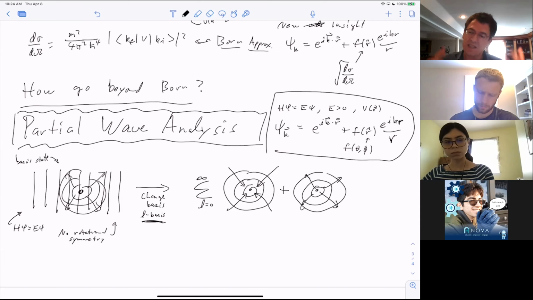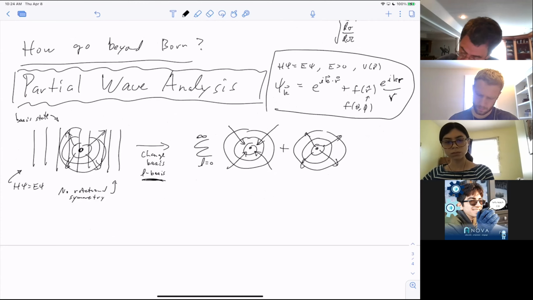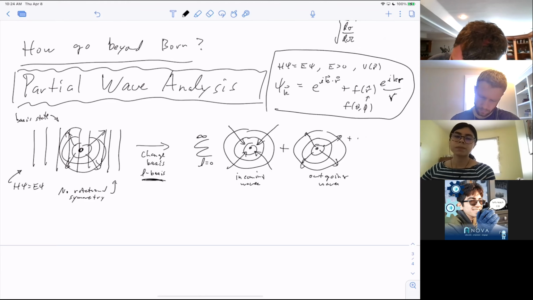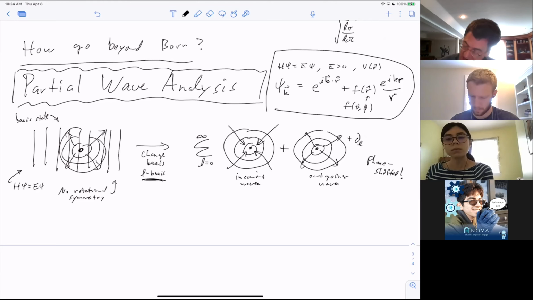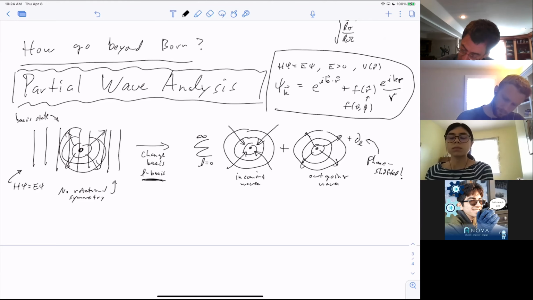But it's easy to get lost in the derivation and to lose sight of what we're even doing because there's so much math. So this is what we're doing. These are the incoming waves, and these are the outgoing. But there's a trick, and this is the crucial trick: the outgoing waves are phase shifted. And it turns out that this phase shift is the most important thing.